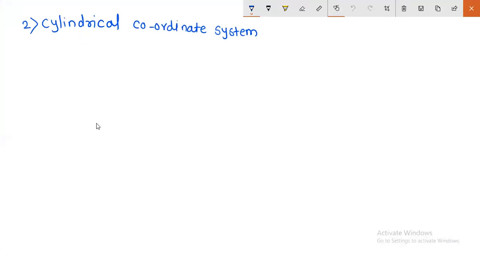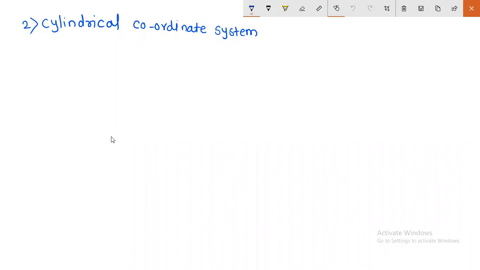So here the cylindrical coordinate system, second coordinate system, is this. All of you have seen the cylinder. Okay, so everyone knows how the cylinder is, right? Now in this cylindrical coordinate system, actually there are not all lengths.